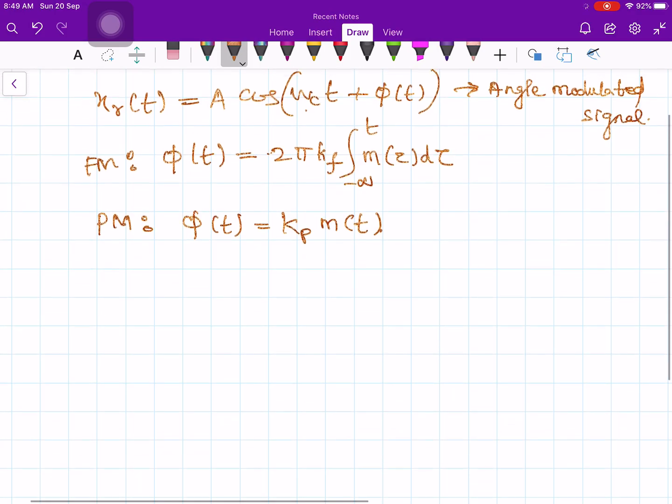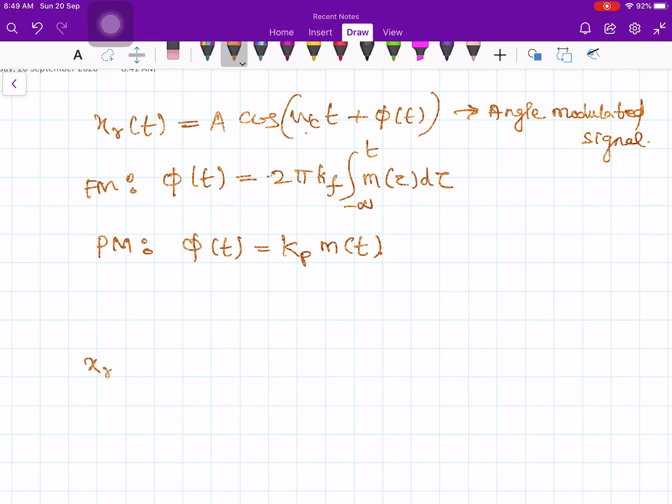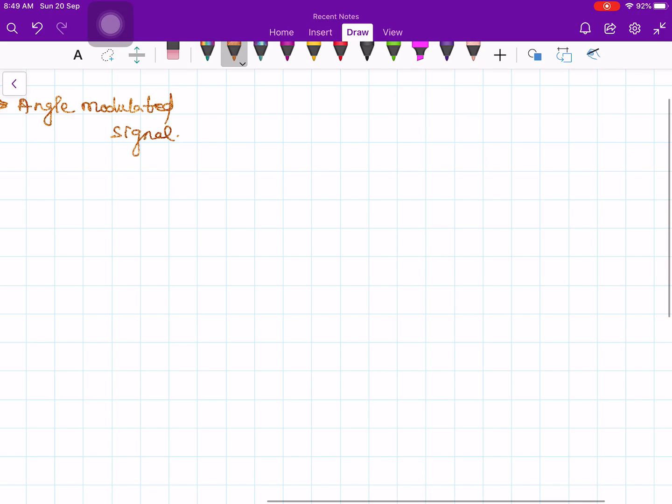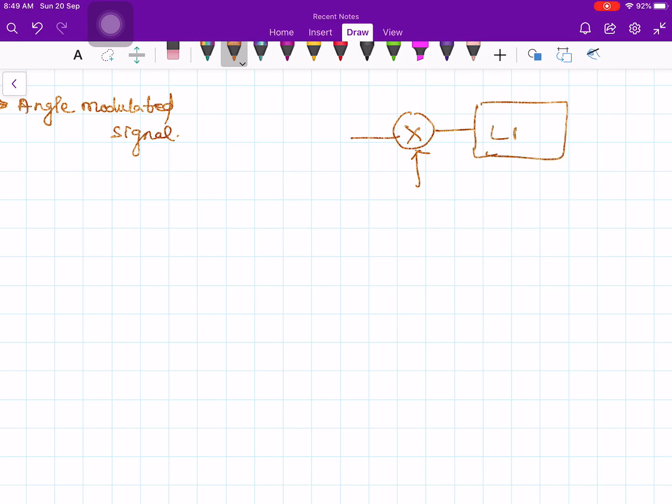Now this input signal x_r of t is given to a multiplier. I do not call it a phase detector anymore, because if you recall, in your phase detector you have a multiplier, then this is given to a low pass filter. But instead of a low pass filter we are going to use a band pass filter. This one together is called a phase detector, if you recall.